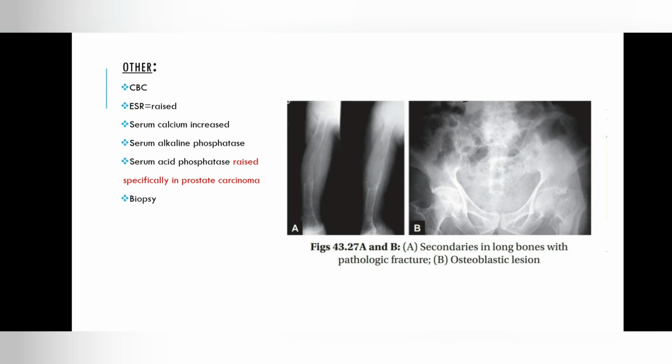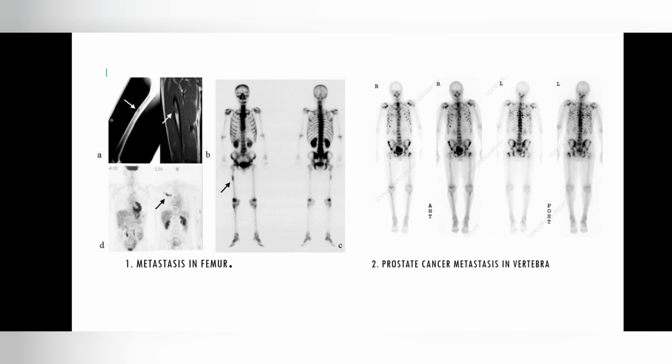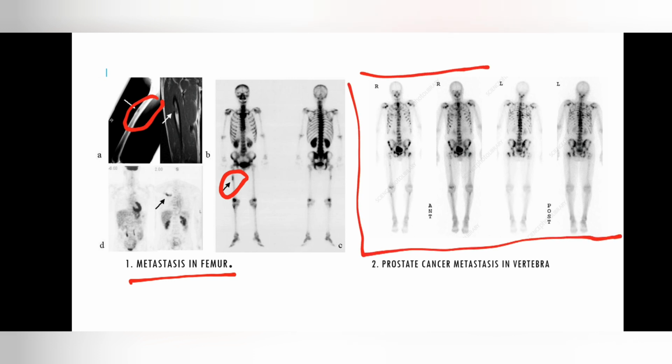In this picture, we can see that there is a pathological fracture, and the second picture shows that there is an osteoblastic lesion. Here in this picture also we can see that there is an osteolytic lesion in the femur in the case of metastasis in the femur. In the bone scan we can see that here in the right femur there is an osteolytic lesion. And in this second picture we can see that it is a case of prostate cancer metastasis in the vertebra. We can see that multiple sites are involved as well as the pelvis is also involved.